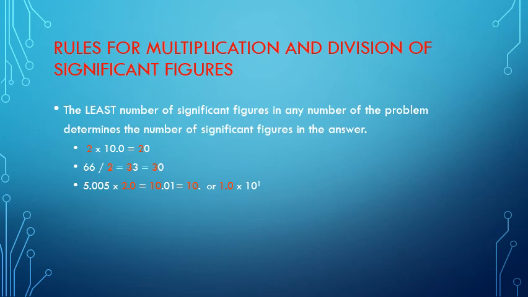When I look at my next example, 5.005 times 2.0, that is going to equal 10.01, which will be rounded to 10. But now notice the decimal point is showing, so that 0 would be significant. So I would have 2 significant figures, or I could have 1.0 times 10 to the first power. Again, the times 10 to the first power, just showing decimal placement, is not significant, but the 1.0 would be for 2 significant figures.